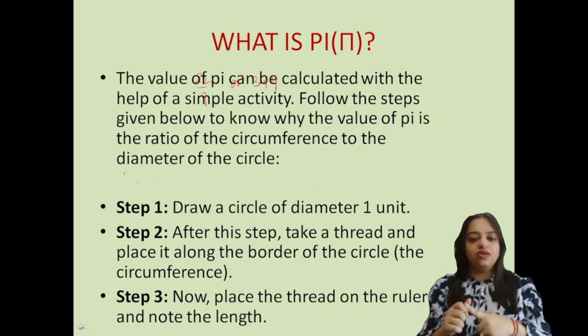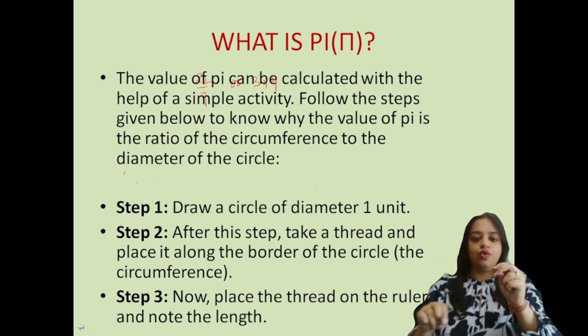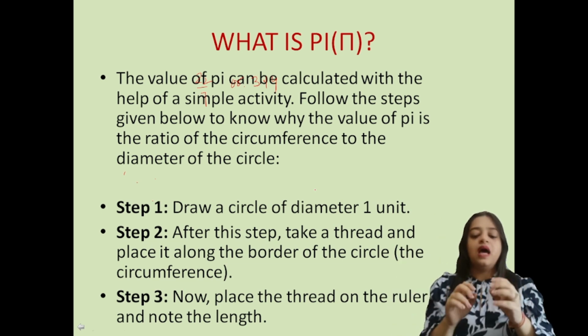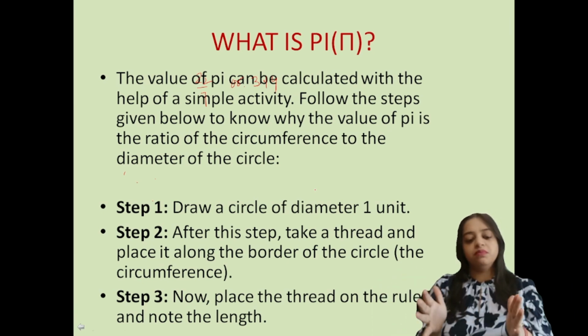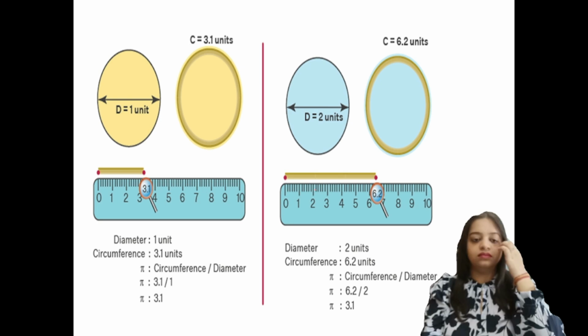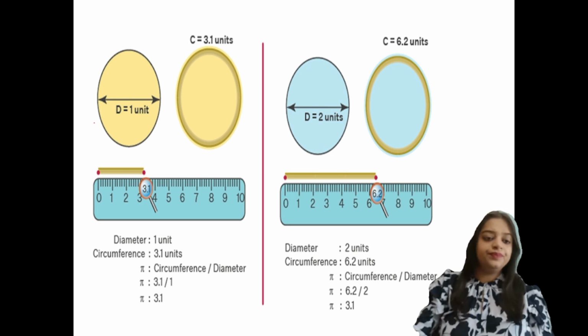फर्स्ट ऑफ ऑल एक सर्कल ड्रॉ करो, उसका डायमीटर 1 यूनिट लिया. देन आपने एक थ्रेड लिया और उस सर्कल के अराउंड उसको घुमा दिया. ठीक है, देन आपने उस थ्रेड को ओपन किया, उसको एक रूलर के अराउंड प्लेस किया और उसकी मेजरमेंट को लिया. लेट्स सी नाउ, सी दिस फिगर.